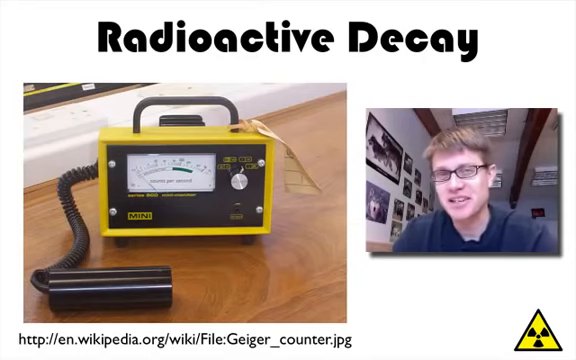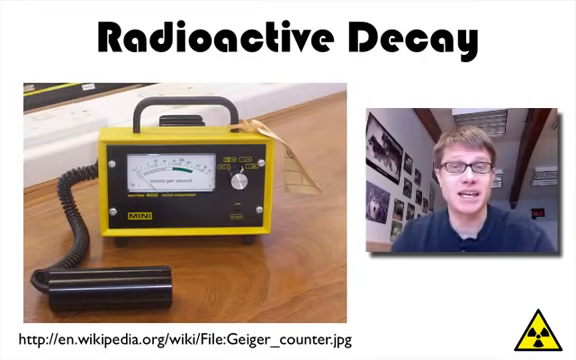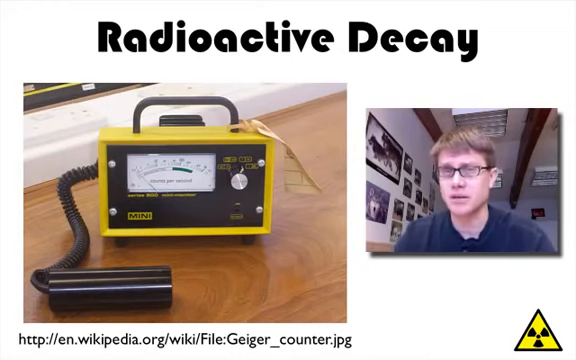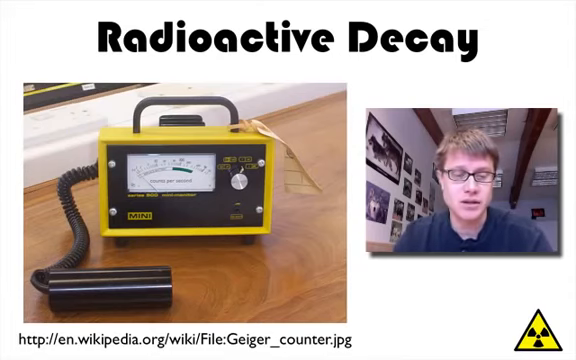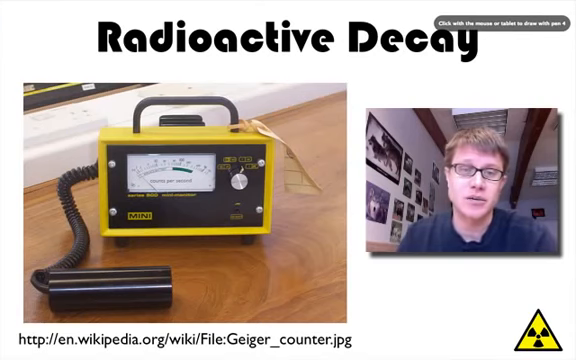Hi, this is Mr. Anderson, and today I'm going to talk about radioactive decay, or radiation for that matter. What is radiation? Radiation is essentially parts of atoms that are given off, or energy that's given off by radioactive atoms. And so we measure that using a Geiger counter. This is a Geiger counter right here.